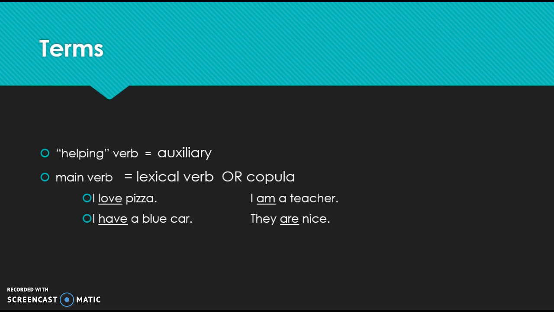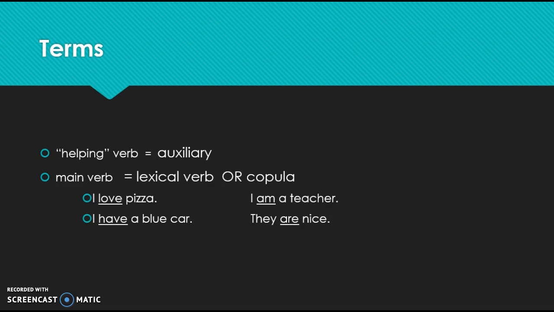The first thing we have to do is differentiate between auxiliary verbs and main verbs. Now, auxiliary verbs might be called helping verbs. They help the main verb. Main verbs, however, can stand on their own. They can be the only verb in the clause.